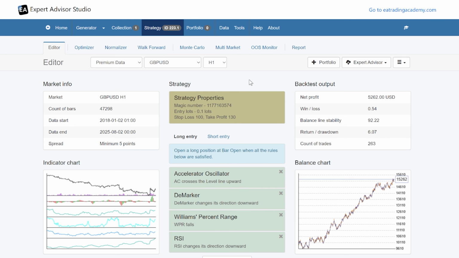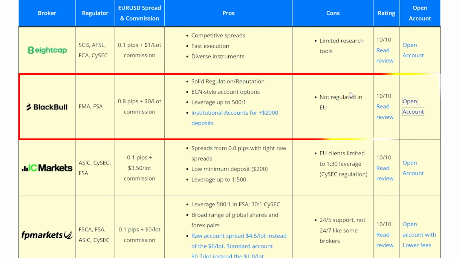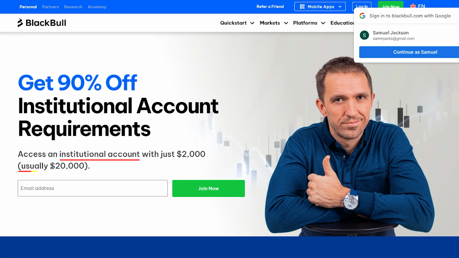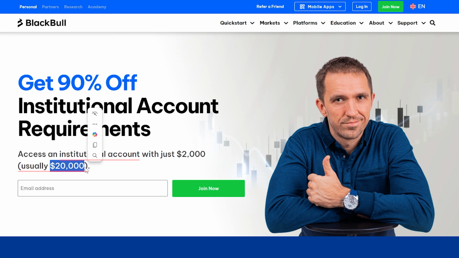I'll explain why that adds to the benefit in a second. So basically with Blackpool, who are an excellent broker, and you can read the reviews here, we actually get an institutional account for a $2,000 deposit. And if I follow this link, we can see here I get 90%. So usually an institutional account would cost a $20,000 initial deposit, but using this link, you're able to actually get one for just $2,000. And so that's actually what I'm going to do. I'm not going to trade on a $200 account.